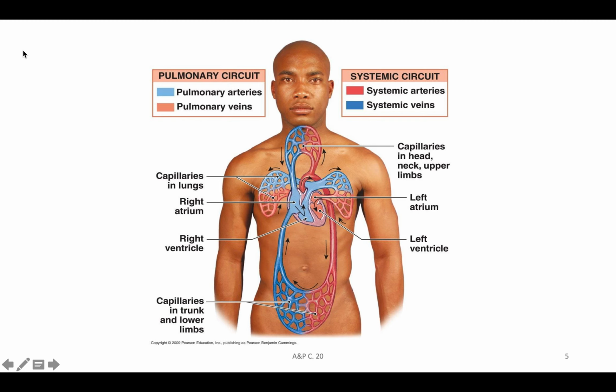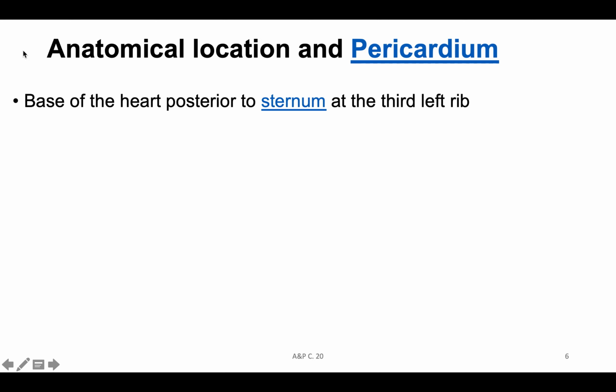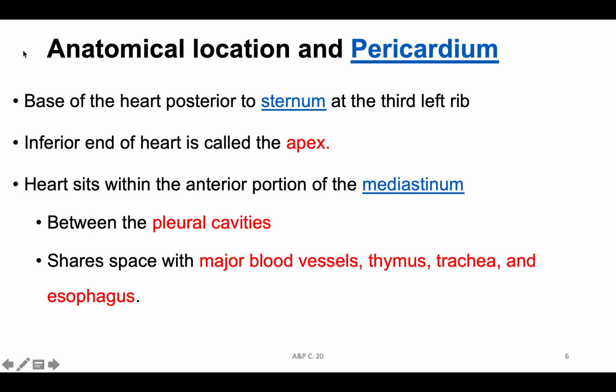So this diagram is just showing you the two circuits. You have your pulmonary circuit, which is taking blood from your heart to your lungs and back, and your systemic circuit, which is taking blood from your body to your heart and then back out to your body. And remember, your blood is never blue. If it's shown in blue on this diagram, it's just showing you that that's deoxygenated blood and the path that it takes to become oxygenated. So let's talk about where your heart is located in your body.